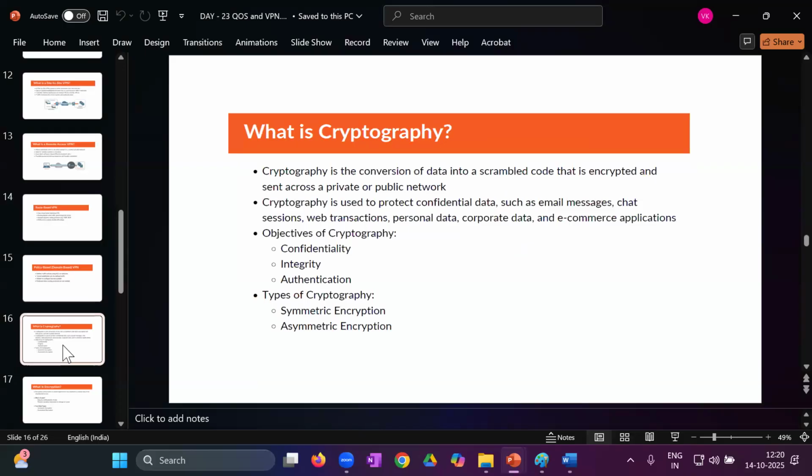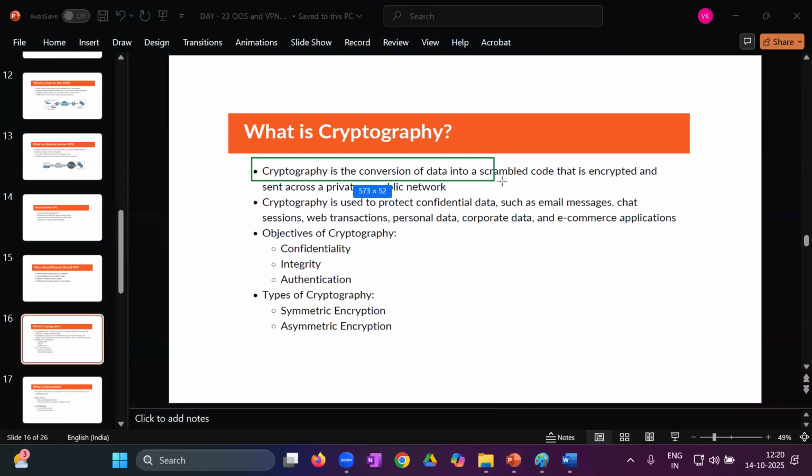Till here it is clear, no? Then what happens is that we will be having certain cryptography. Encryption, we have heard encryption. So what do you mean by this term cryptography? Cryptography is the conversion of data into a scrambled code that is encrypted and sent across a private or public network. So cryptography is what?